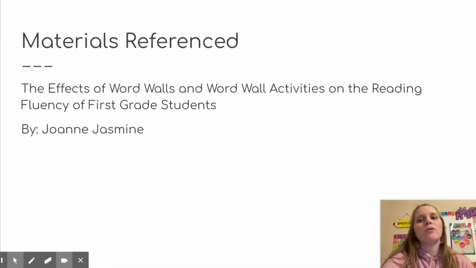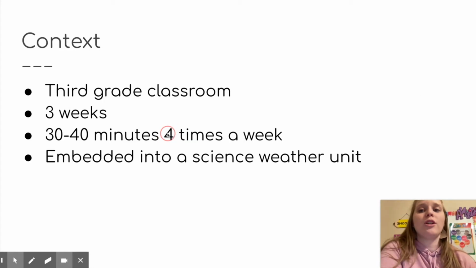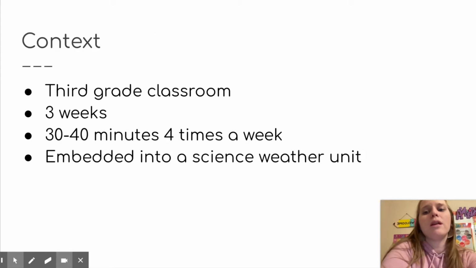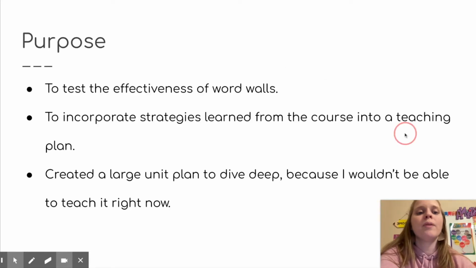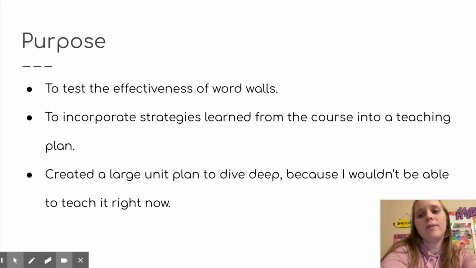So I decided to reach a little bit higher and go with a higher grade. I'm not teaching right now, so I knew I wasn't going to be able to do the activity anyway. But originally I was teaching in fourth grade, so I decided to go with third grade, kind of in the middle, and changed it a little bit. So the context would be a third grade classroom for a 3-week, 30 to 40 minutes, 4 times a week unit, embedded into the science weather unit. It would take place during the science class time, but with a lot of reading activities.